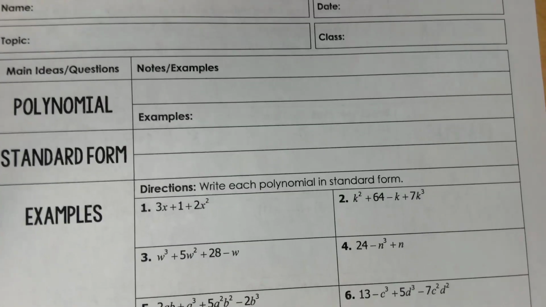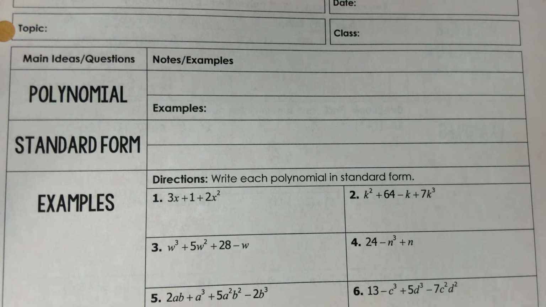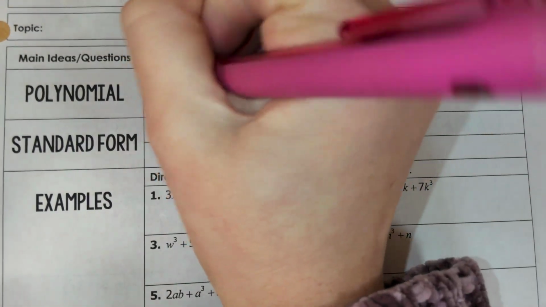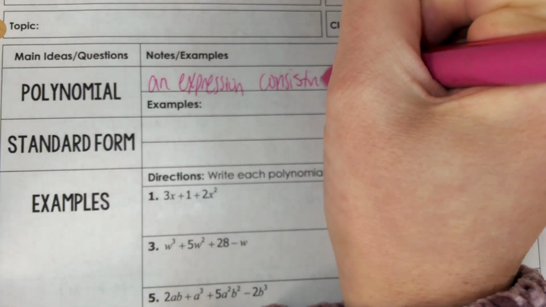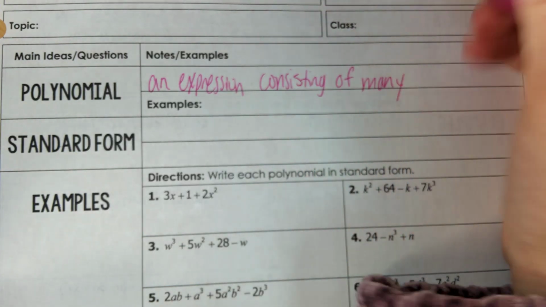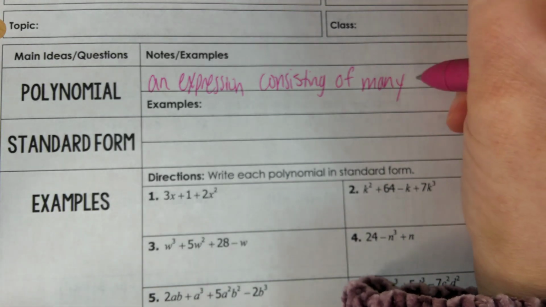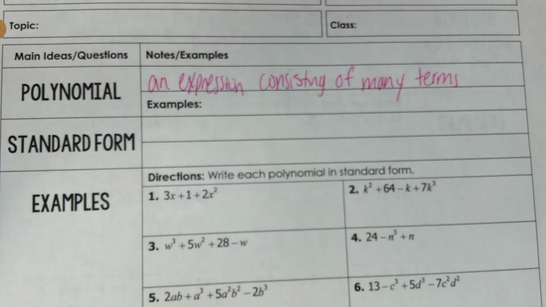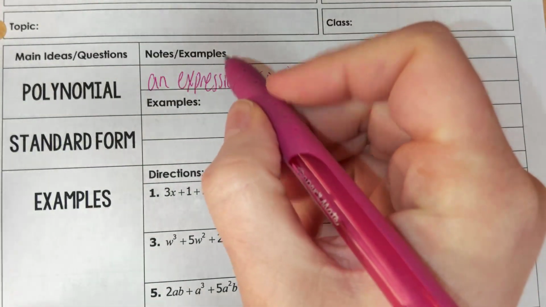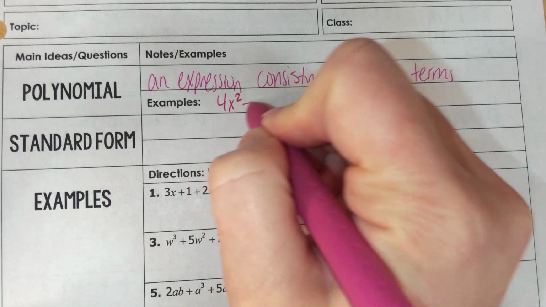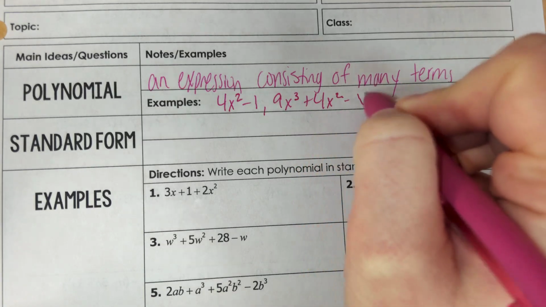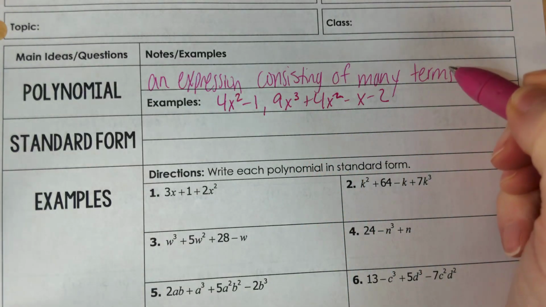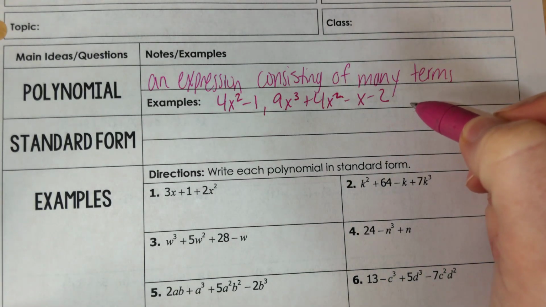So we've already talked about monomials and how they are a term in an expression or an equation, just one single unit. So a polynomial is an expression consisting of many terms. The poly root or prefix again means many. So it's an expression consisting of those many terms. For example, something like 4x squared minus 1 is a polynomial. 9x cubed plus 4x squared minus x minus 2 is also a polynomial, anything like that.